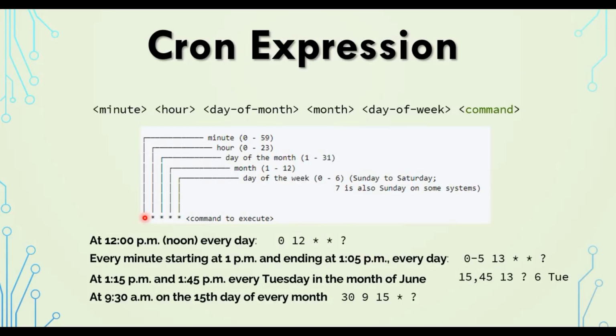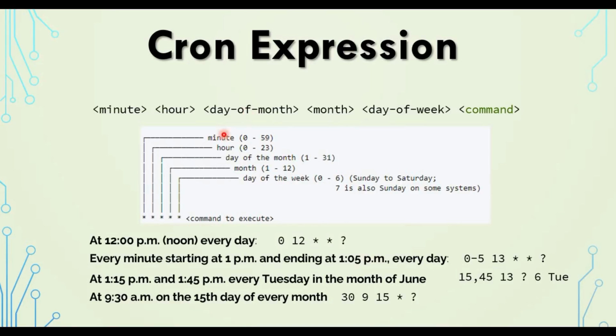If you want to run it every 5 minutes, you put 5, and then everything else should be star. So you have to select the values based on whether it's the minute, hour, day of month, month, or day of the week. You select those values accordingly, and then you give the command to execute.